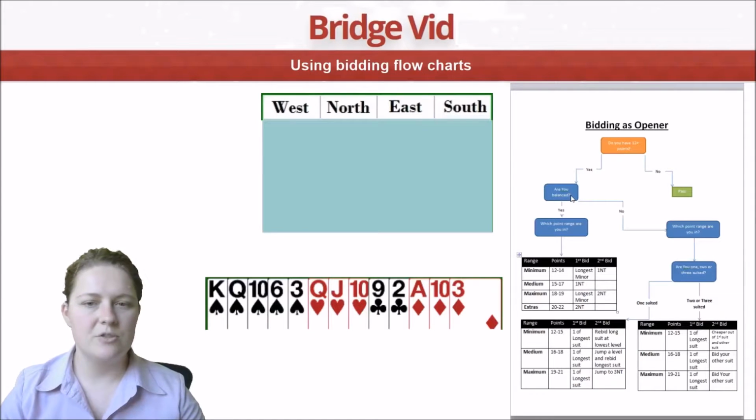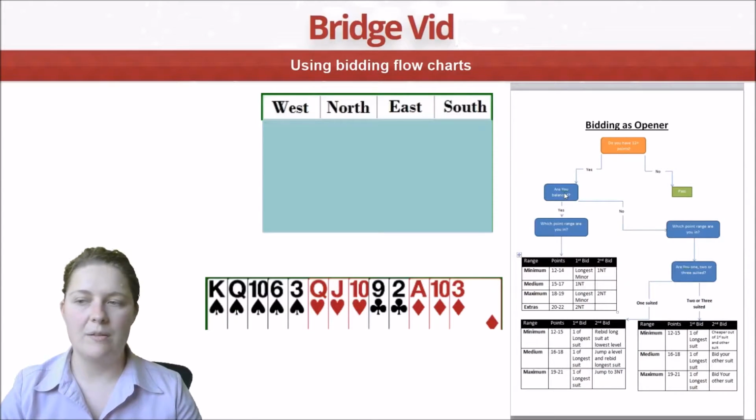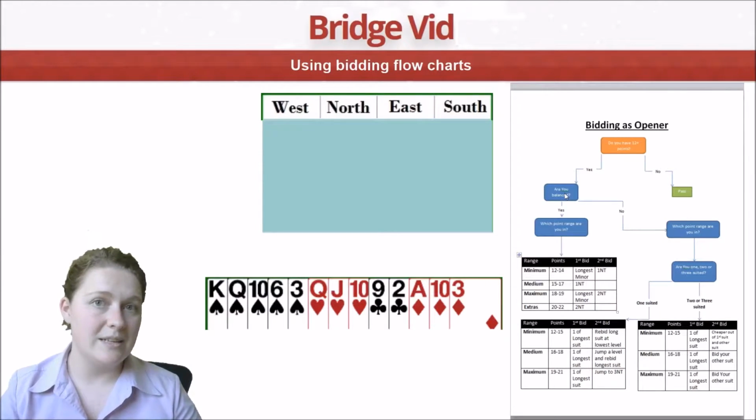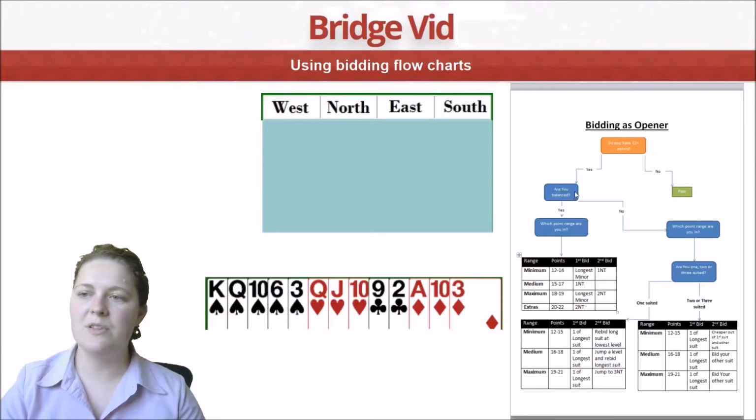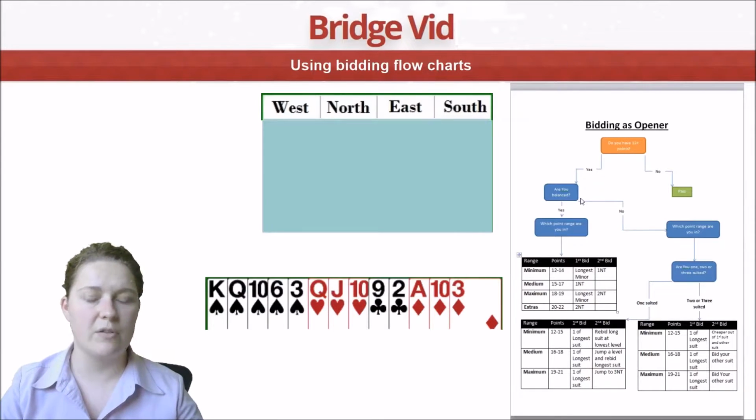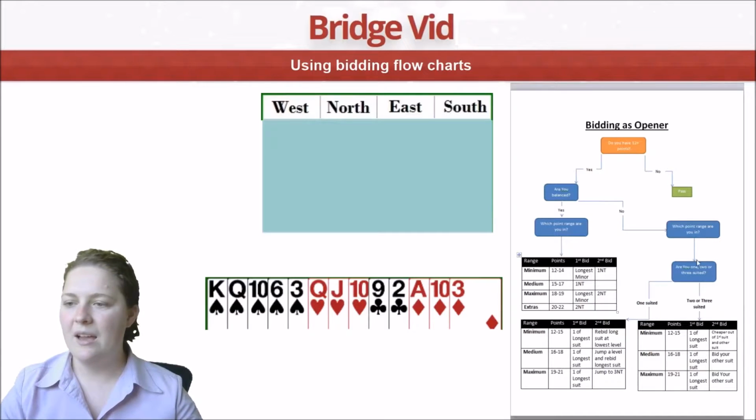Now this one's an interesting question here with the 5-card major suit, and this will depend on your partnership style. Some people will just automatically open one spade because they do have a 5-card suit. And this is what this flowchart is geared for, but some people will open one no trump when they do have a 5-card major. Just depends on your partnership style. So if I was going with no, I'm not balanced because I've got that 5-card major, I go down and it's sort of which point range am I in?